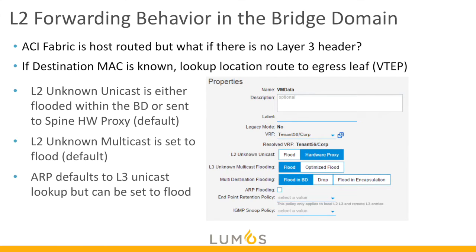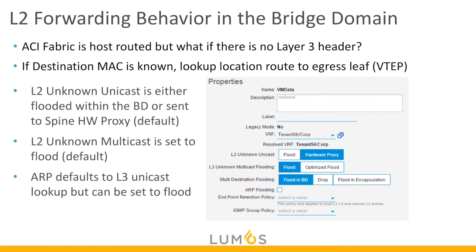You might want to do that, or you typically will do that, in the cases where we're not using the anycast default gateway, so we're not using the pervasive SVI on the leafs. Maybe we're transitioning from a 7K and the default gateway is still in the 7K, or maybe the default gateway is on a firewall or load balancer. In layer 2 unknown unicast, we can either flood it or we can do an optimized flood. And then for ARP, it defaults to layer 3 unicast.